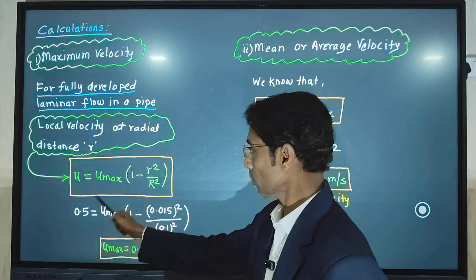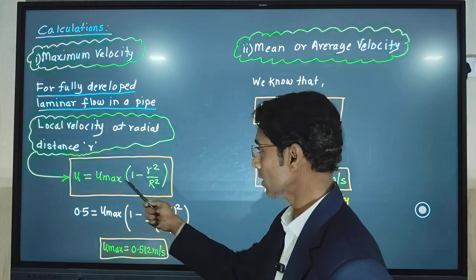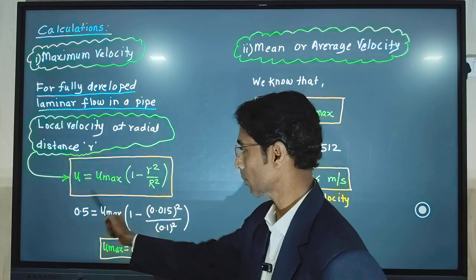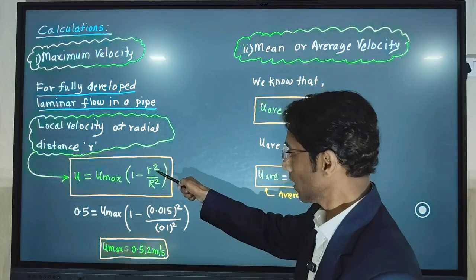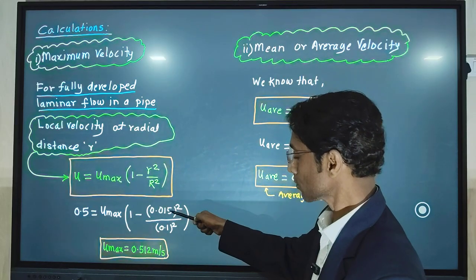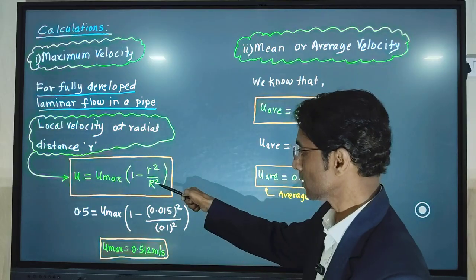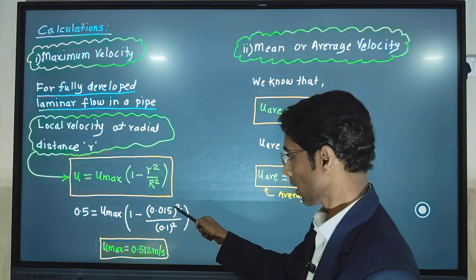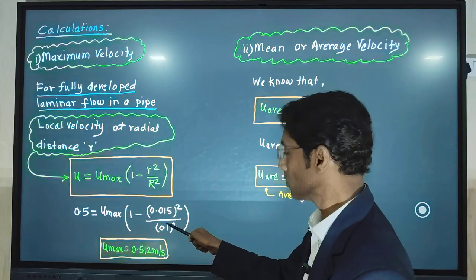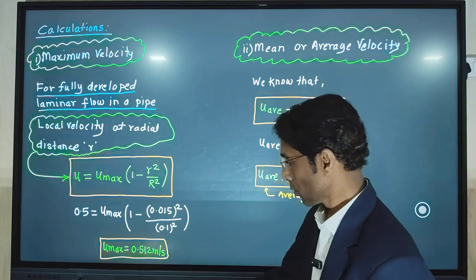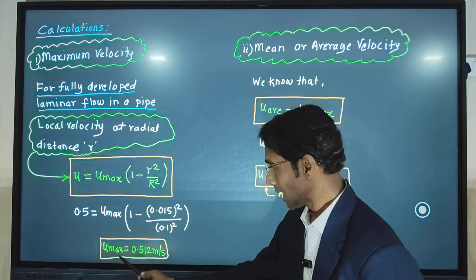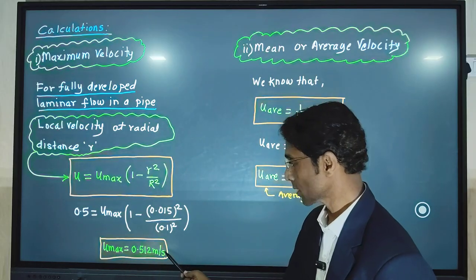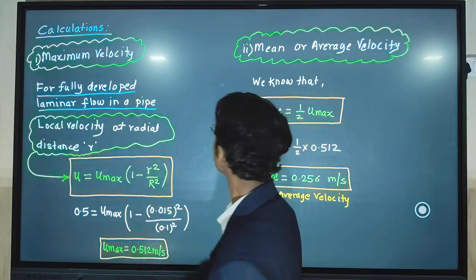So in this formula, the data which is given is local velocity in meter per second, radial distance in meter, and this is the radius of the pipe, capital R in meter. Putting all these values after the calculation, we get the answer for maximum velocity in meter per second.